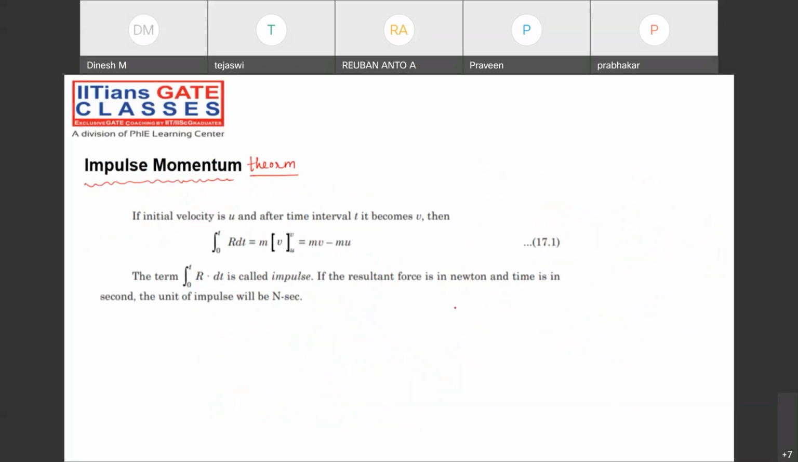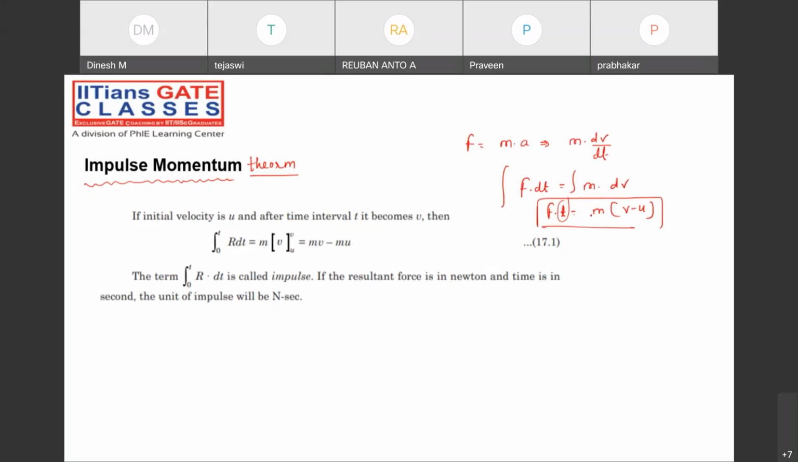Impulse momentum theorem. It's also very similar. Force is equal to what? M into acceleration, that we can write as m into dv by dt. Force into dt is equal to m into dv. Now if you integrate, force into t equals m into (v minus u). For a very, very small amount of time, how much force is acting? That is called impulse.